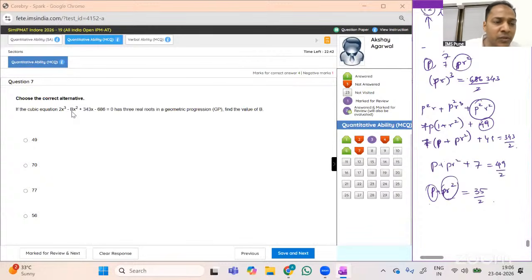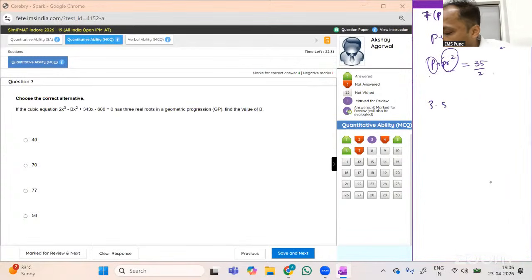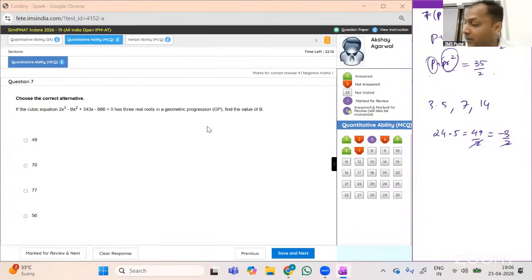So B is nothing but the sum of the roots. B by 2 is the sum of roots divided by 2. I have spent so much time here. The roots are 3.5, 7 and 14. Therefore, their addition comes out to be 21, 24.5, that's 49 by 2, which is equal to minus B by 2. So therefore, B is equal to 49.